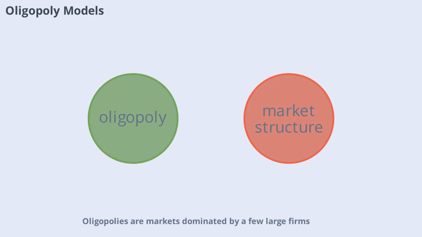Oligopolies are markets dominated by a few large firms. Game theory is essential for understanding how these firms interact, set prices, and compete for market share. Optimization helps each firm determine the best response to competitors' moves. These models explain why prices in oligopolies often remain stable, even when costs change.